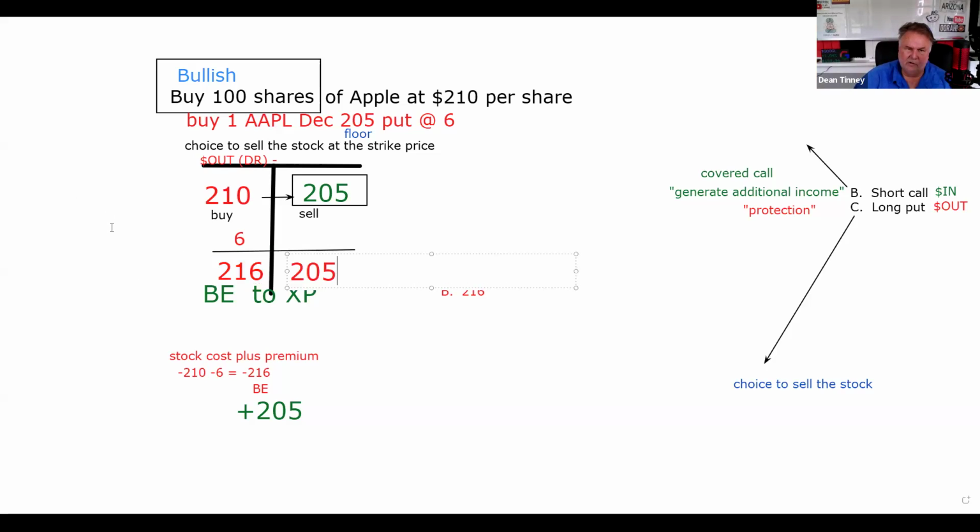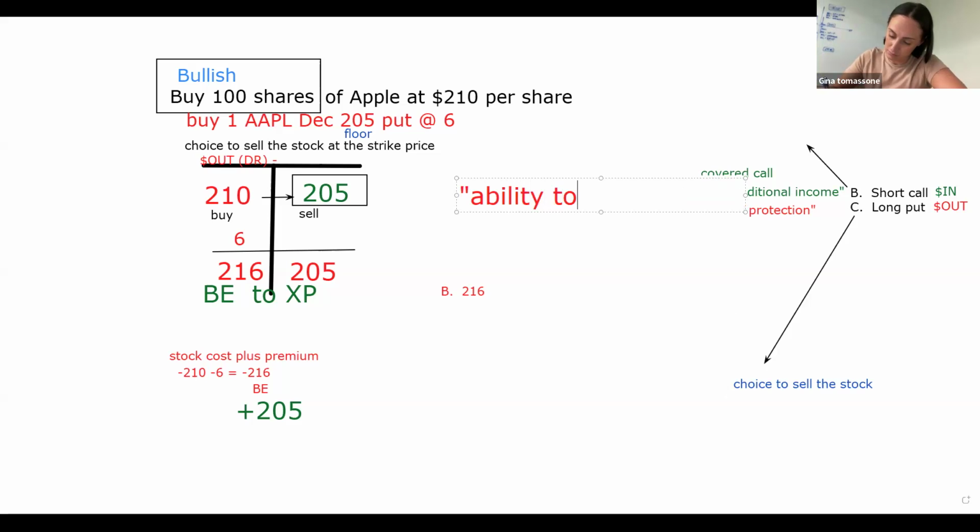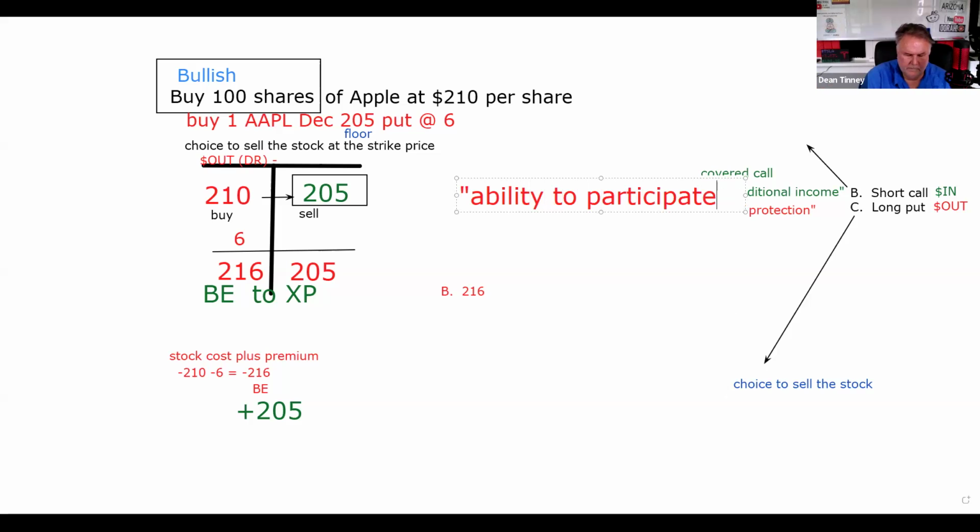In the covered call, we had a ceiling, and in this, we have a floor. By the way, this is a good thing, Gina, because now instead of falling down 210 flights of stairs, we only fall down, what is it, 11 flights of stairs. And that's why we do that. Test question: the reason we do this is to have the ability to participate in a big price increase, but not participate in a big price decline.